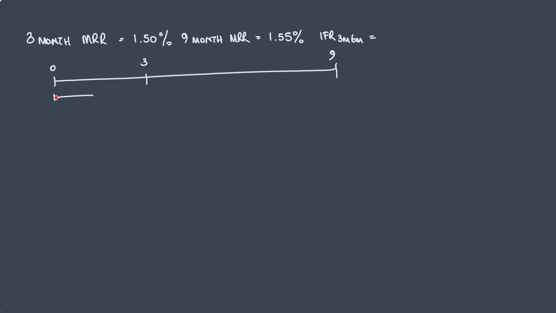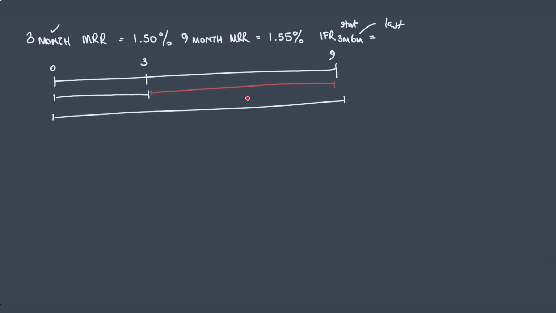We know the rate for 0 to 3 months. There it is, 3-month MRR. We know the 9-month. So there it is, 9-month MRR. We are looking for the 3-month, 6-month. It's going to start in 3 months and it's going to last 6. So rather handily for us, it's going to be this period here. This is the one we want. And we calculate these just as break-even rates.